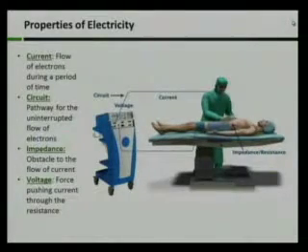Impedance is measured in ohms, and that's the resistance that the current encounters when traveling through the patient. Different tissues cause different types of resistance, and this is based on the water content of the tissue. Char, for example, is going to have really high resistance, whereas things that are very vascular have much lower resistance, and that can have an impact on your power and your voltage.